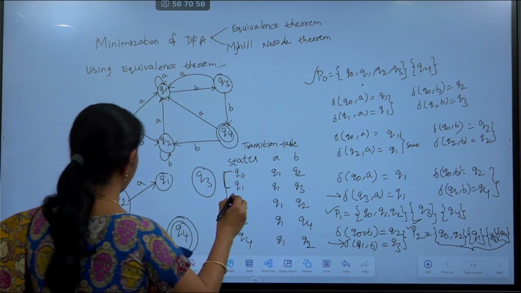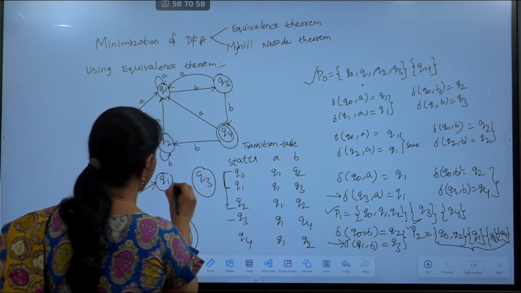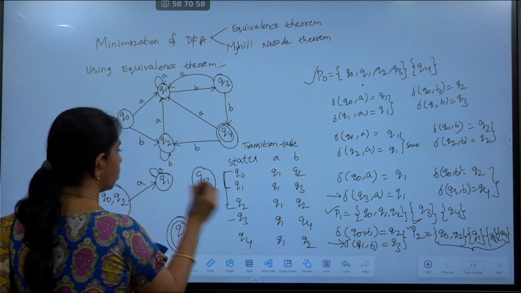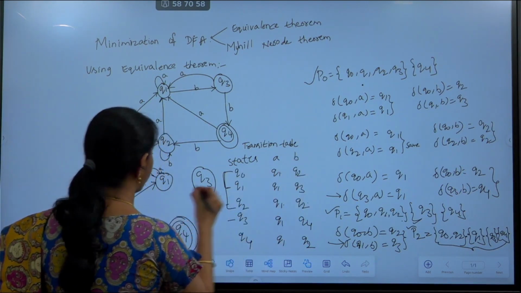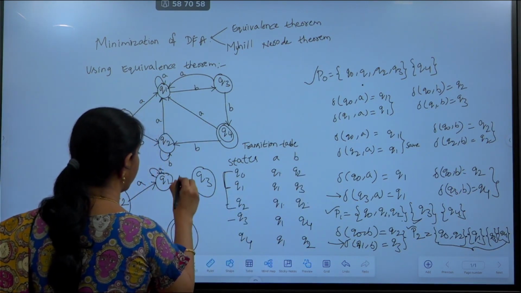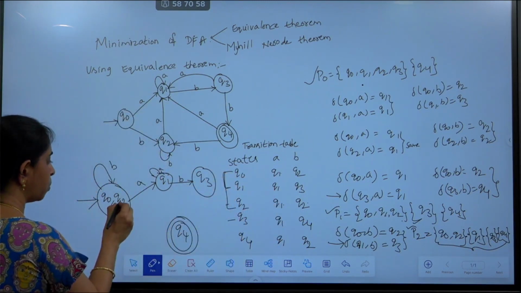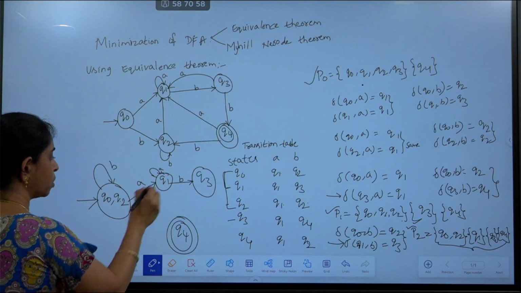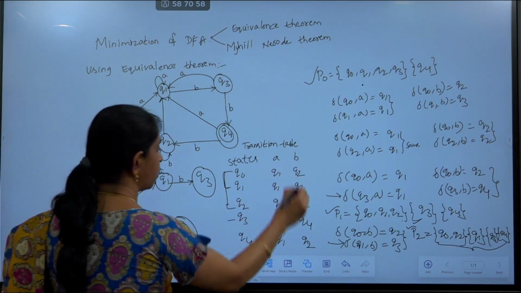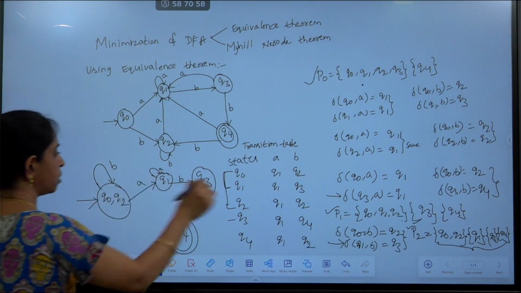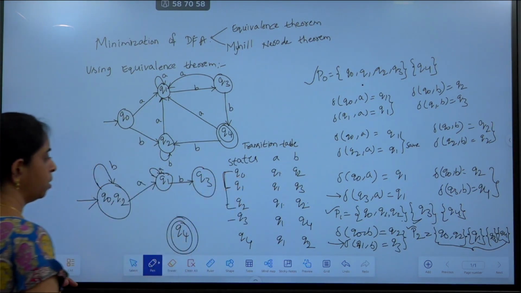Next Q1 on input alphabet A, Q1. Q1 on input alphabet B, Q3. Next Q2 on input alphabet A, Q1, already we reached this same. Q2 on input alphabet B, Q2. Already we reached the same because Q0 and Q2 are the same.